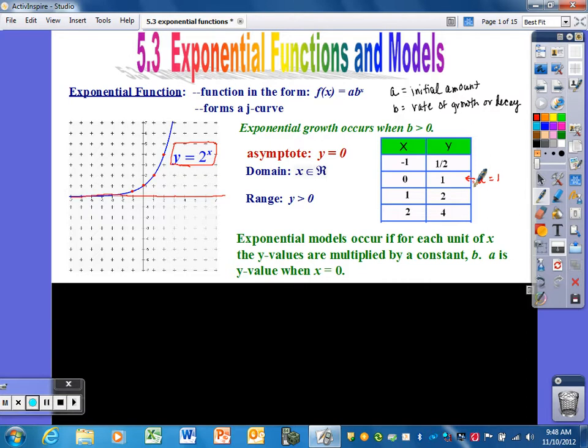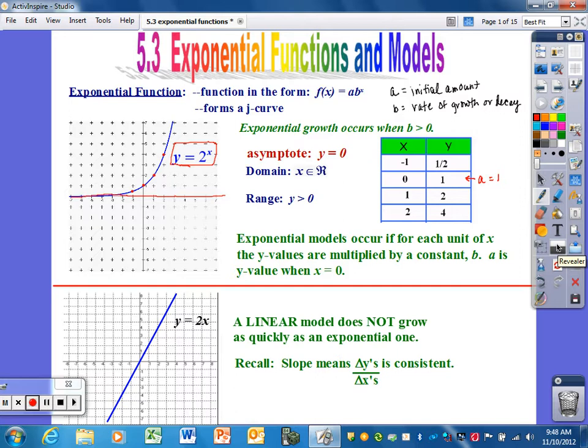Whereas before, we studied linear functions. And here I have the parent function y equals 2x. And notice it makes a straight line. Linear models do not grow as quickly as exponential ones. Instead, they grow constantly, where exponential grow multiply. Remember, with linear models, you find the slope by taking your change of y's over your change of x's, and that should be consistent and constant.